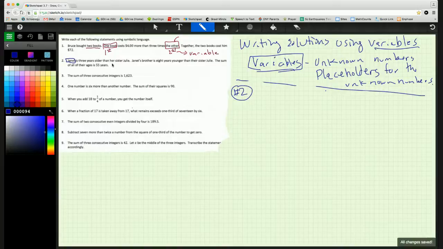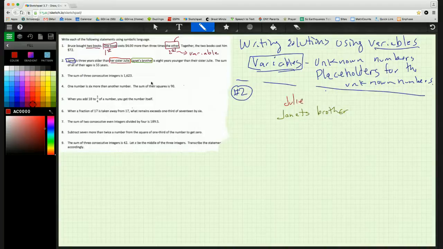Janet is 3 years older than her sister. So let's make that blue, and we'll make her sister Julie in red. And then Janet's brother comes along, and he butts his way into this problem. So we got 3 people. We got Janet's brother, and we got sister Julie.